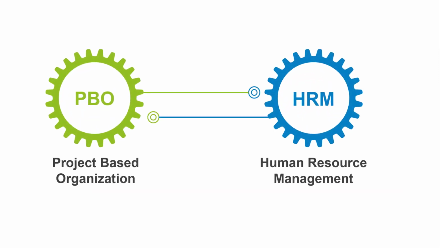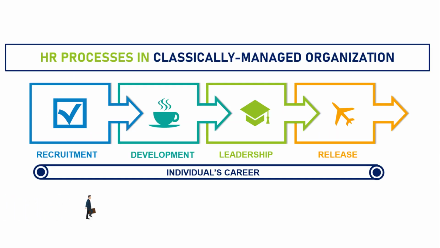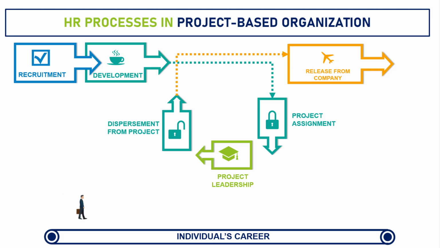Okay, now is the time to relate human resource management in project-based organization. For that, we need to understand human resource management processes in both traditional and project-based organization. In classically managed organization, the individual's career runs in parallel with these 4 ladders, starting from recruitment, development, leadership, and release from the organization. Whereas project-based organizations are temporary organizations, and every time a new project is created, the HR configuration of the whole organization changes. That creates a dynamic, discontinuous environment, which is different than the stable, continuous environment of the classically managed organizations. So additional HR processes are required.